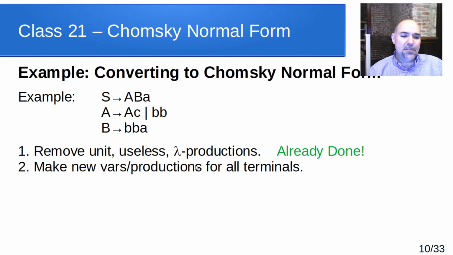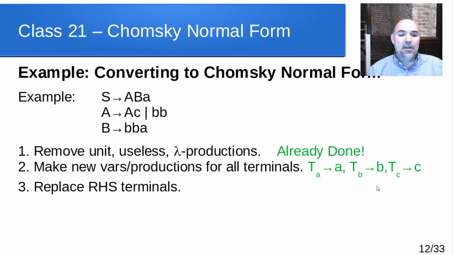So now we're on to step 2. Make the new variables and productions for all terminals in our alphabet, or in T. And T in this case is A, B, and C. So we're going to make new variables. The T variable for A produces A. The T variable for B produces B. The T variable for C produces C. So now we're on to step 3.